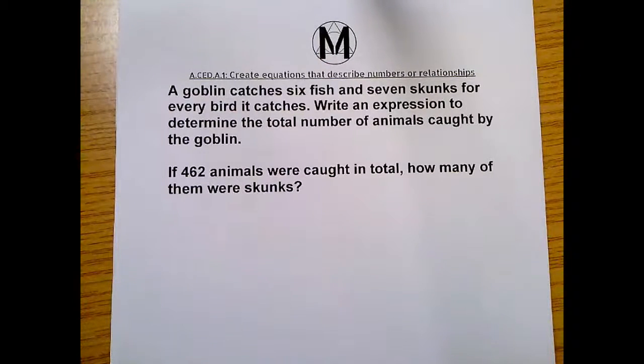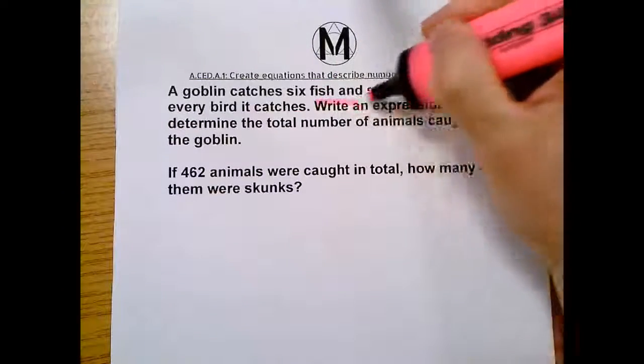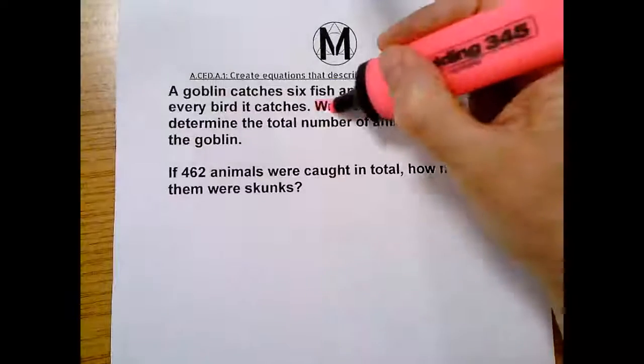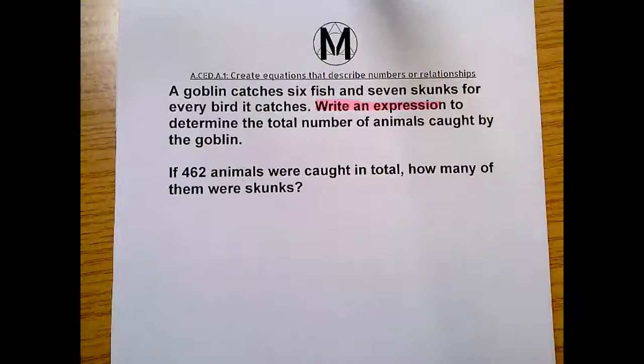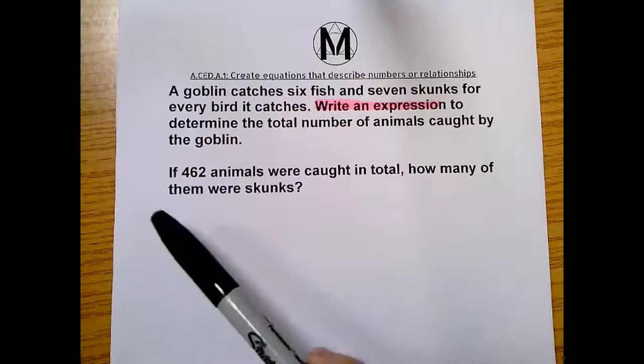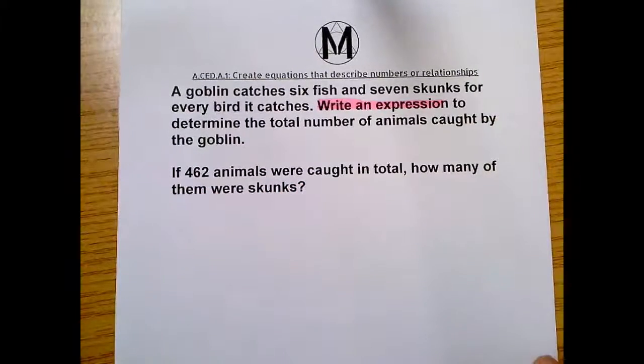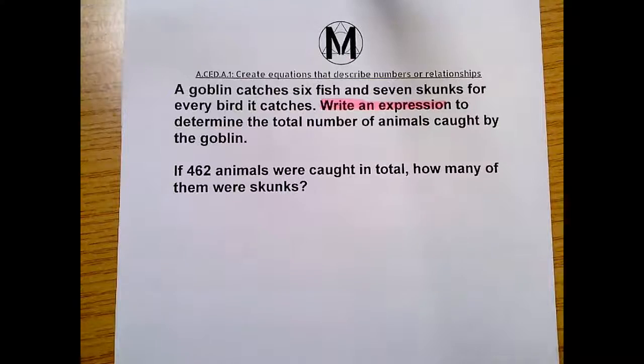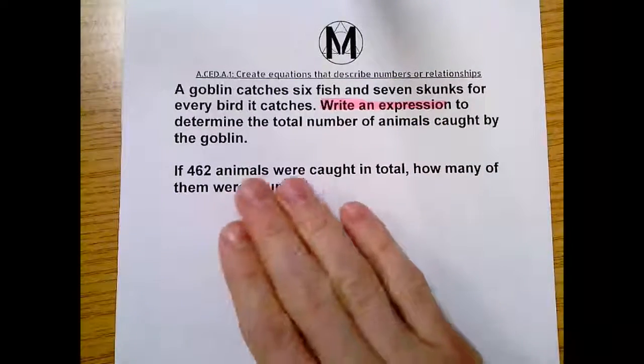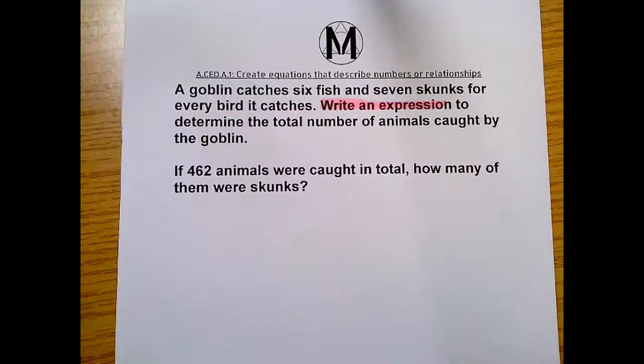Okay, so the first part we're trying to address here is they want us to just write an expression that shows the total number of animals caught. Because we're writing an expression, we're just going to be using variables, constants, and coefficients. No equal signs, no inequalities. And then the second part says, if there were 462 animals caught in total, how many of those were skunks? Well, let's tackle the expression first, and then we'll come to the bottom part to see how many of those were skunks.